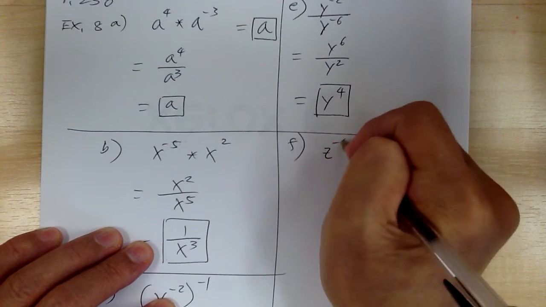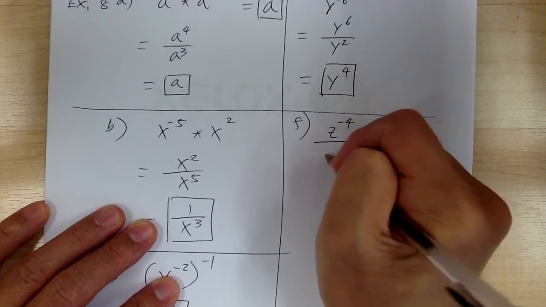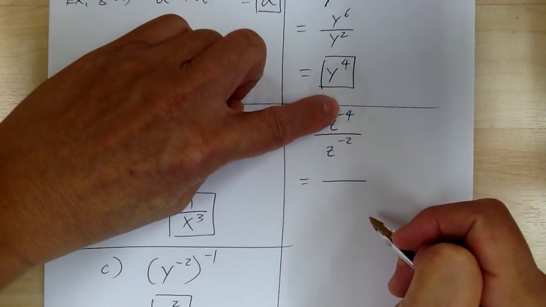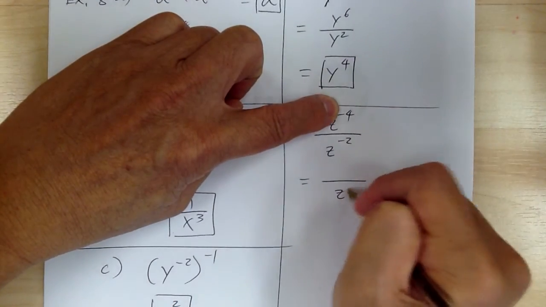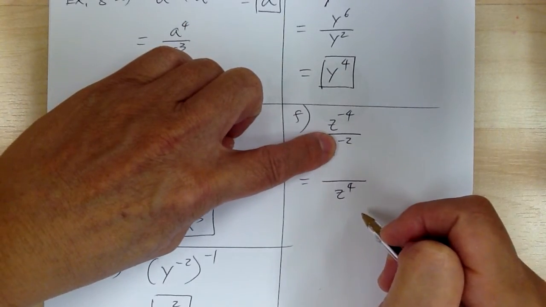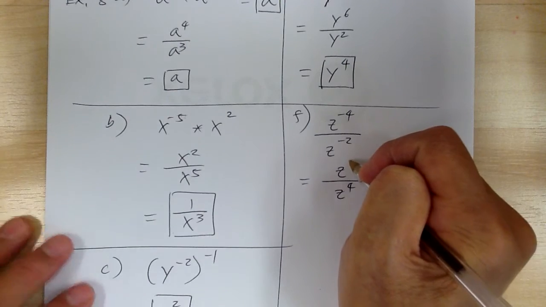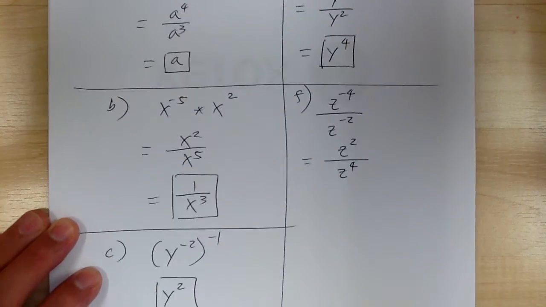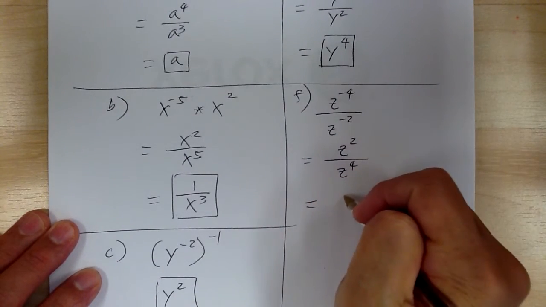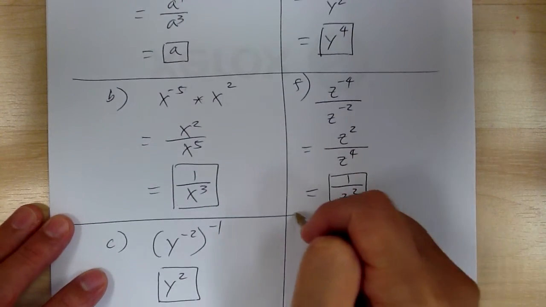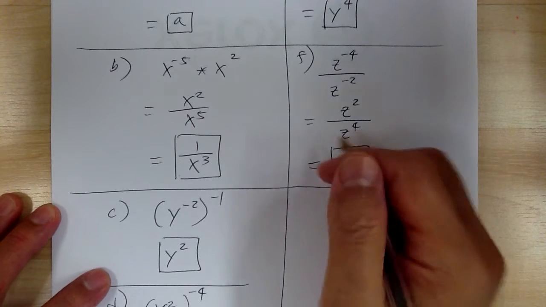You have z to the negative 4 over z to the negative 2. Again, let's do the flipping. So this is a negative power, so it gets flipped to the bottom. This is the negative 2 power, so it gets flipped to the top. Now, again, only if it's a negative exponent do you flip over to the other side, right? And then you simplify, so you get 1 over z to the 2. And that's it. Okay, let's go to G.